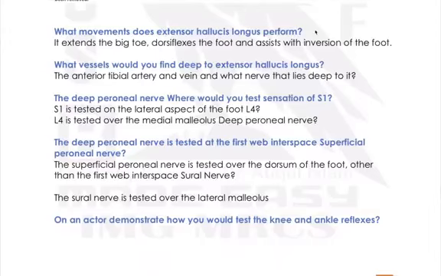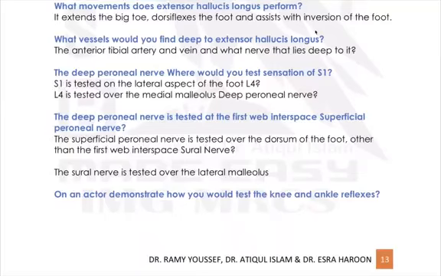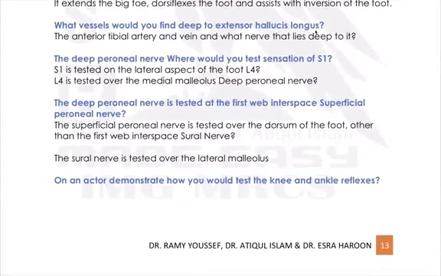Okay. Where would you test the sensation of S1? S1 should be tested on the lateral aspect of the foot, right? And L4 over the medial malleolus. And what about the deep peroneal nerve? The deep peroneal nerve should be tested over the first web space. And the superficial peroneal nerve is tested over the dorsum of the foot. What is left is the sural nerve, and the sural nerve is tested over the lateral malleolus.